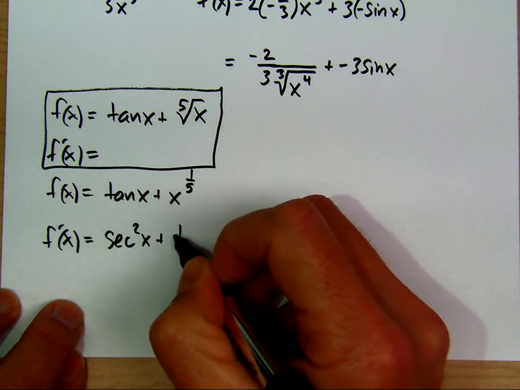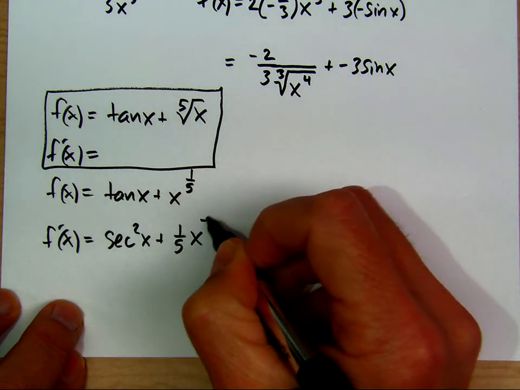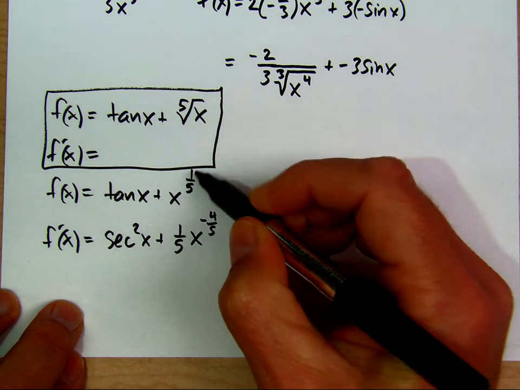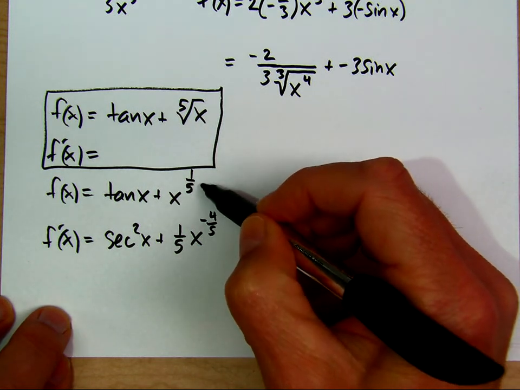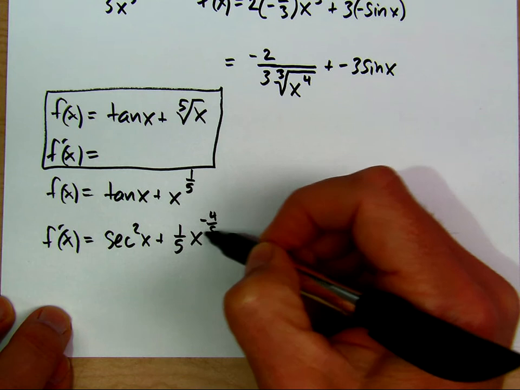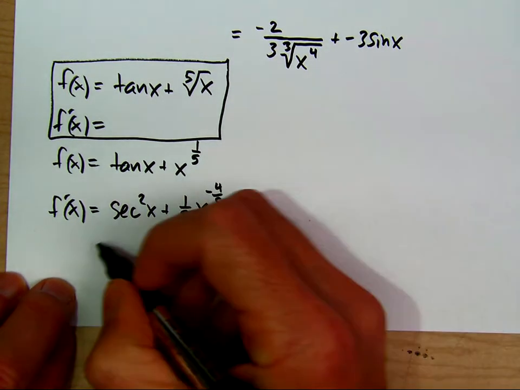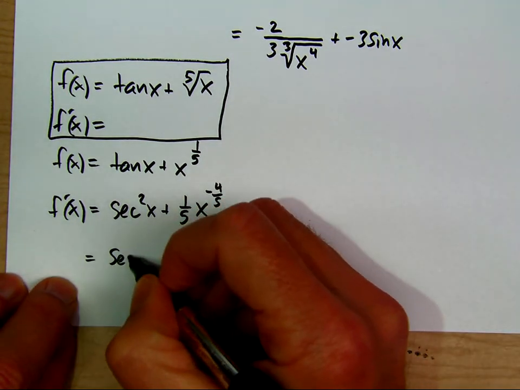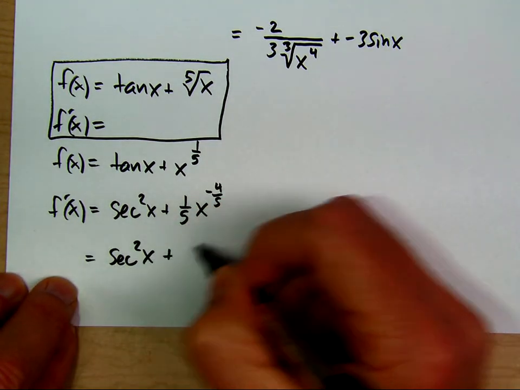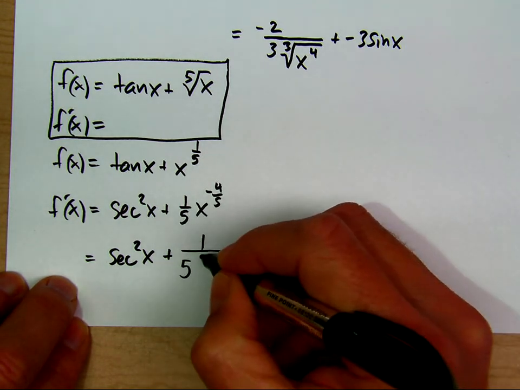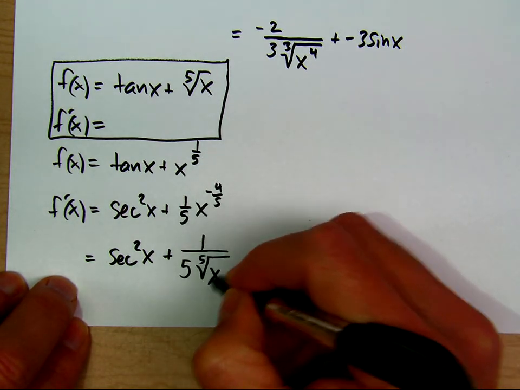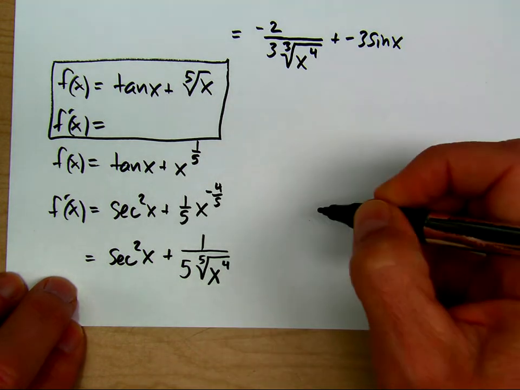And we'll have 1/5 x to the negative 4/5. So multiply by 1/5 and then subtract 1, or 5 over 5. So we get negative 4 over 5. Let's do the 5th root and x to the 4th in the denominator.